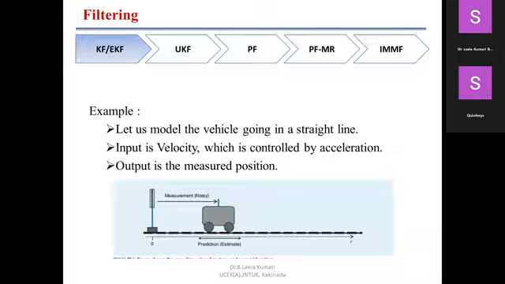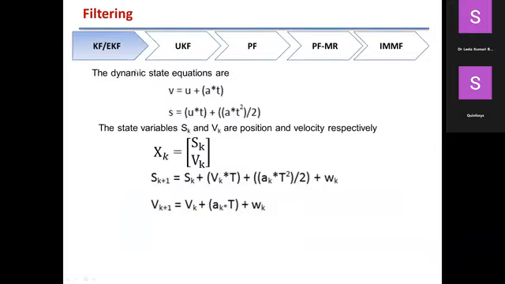This acceleration basically controls the velocity. So the input is acceleration, which controls the velocity. Obviously, the output is the measured position. The state variables are position and velocity. This is actually the standard example in Kalman filter theory, which represents a linear dynamic system, and I think everybody is aware of it.